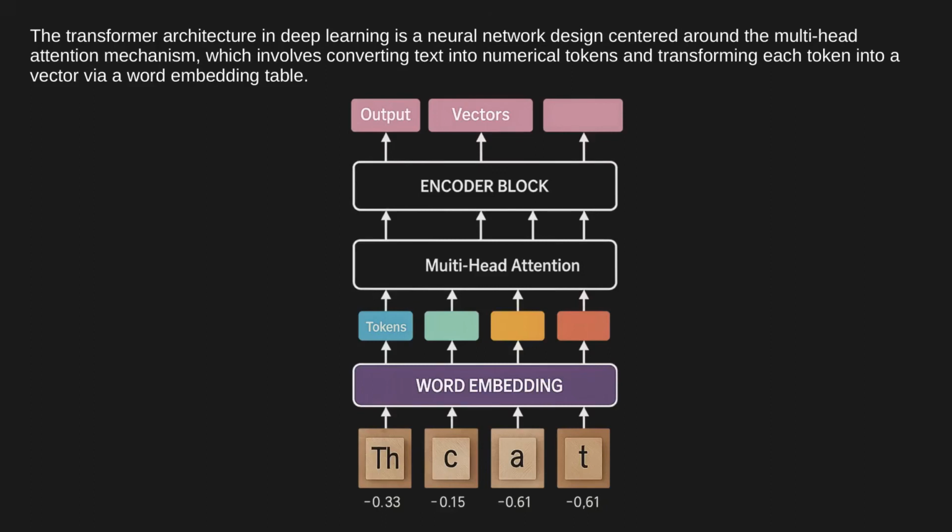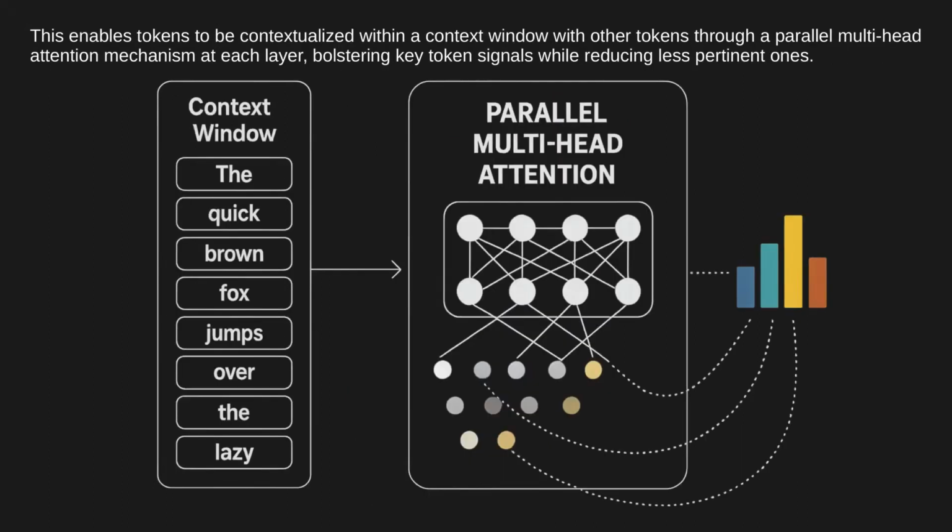The transformer architecture in deep learning is a neural network design centered around the multi-head attention mechanism, which involves converting text into numerical tokens and transforming each token into a vector via a word embedding table. This enables tokens to be contextualized within a context window with other tokens through a parallel multi-head attention mechanism at each layer, bolstering key token signals while reducing less pertinent ones.